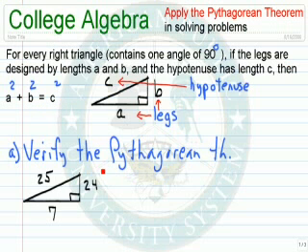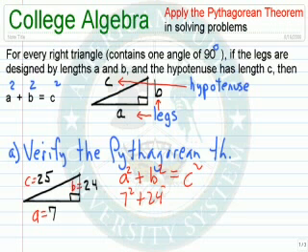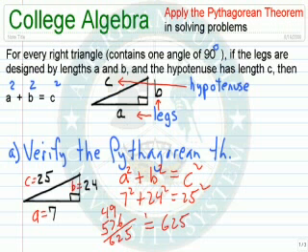Let's begin by verifying the Pythagorean Theorem in this example. Notice, let's label A as 7, B as 24, and C as 25. So the Pythagorean Theorem tells us that A squared plus B squared equals C squared. We have 7 squared, 24 squared, and 25 squared. 7 squared is 49, 24 squared is 576. We add these together, we get 625. 25 squared is 625. So in fact, the Pythagorean Theorem holds in this situation.